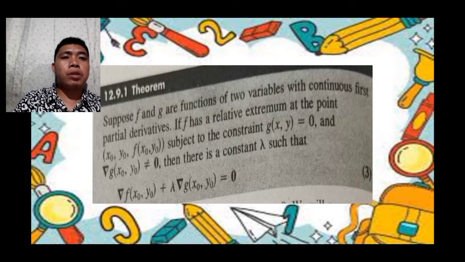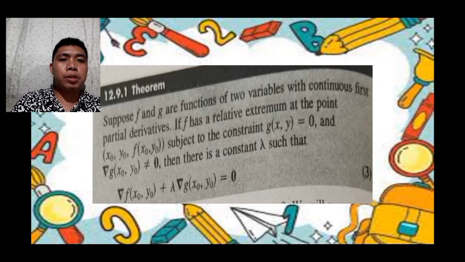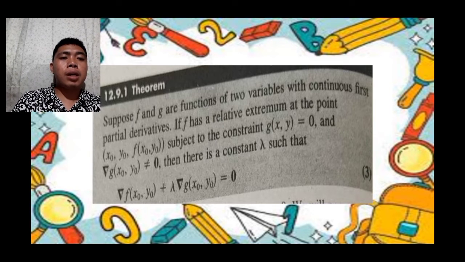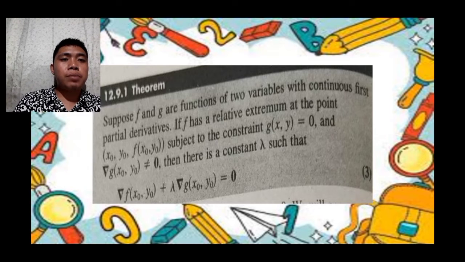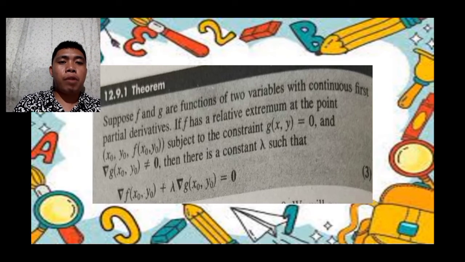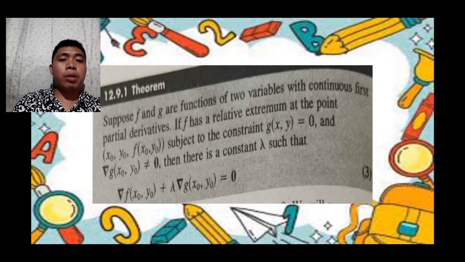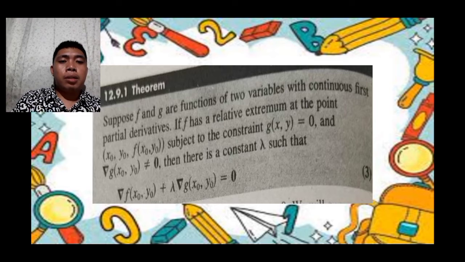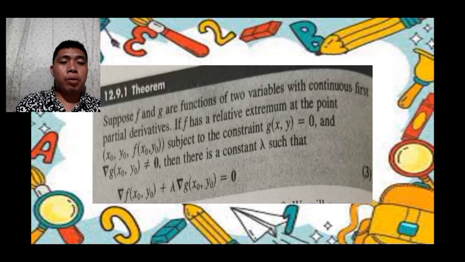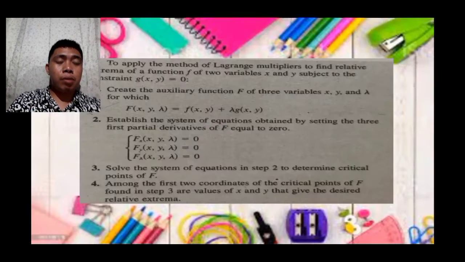Suppose f and g are functions of two variables with continuous first partial derivatives. If f has a relative extremum at the point x sub 0 and y sub 0, subject to the constraint g of x and y is equal to 0, and nabla g of x sub 0 and y sub 0 is not equal to 0, then there exists a constant lambda such that nabla f of x sub 0 and y sub 0 plus lambda nabla g of x sub 0 and y sub 0 is equal to 0.